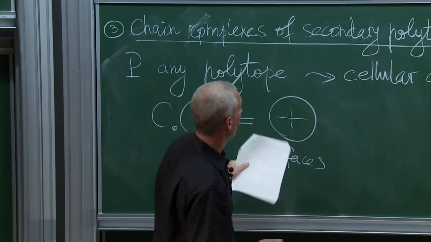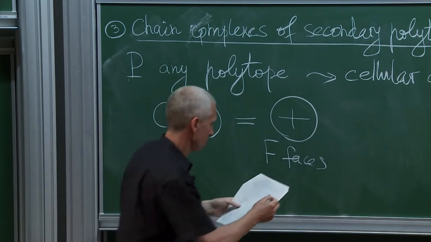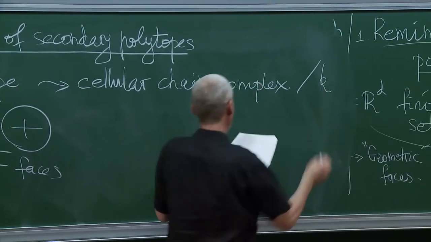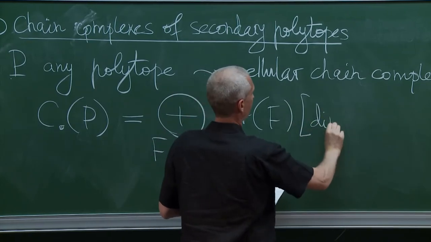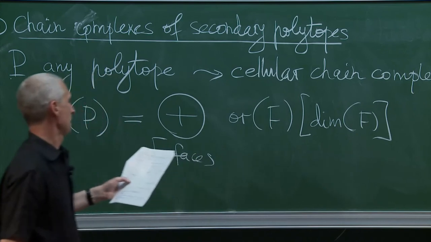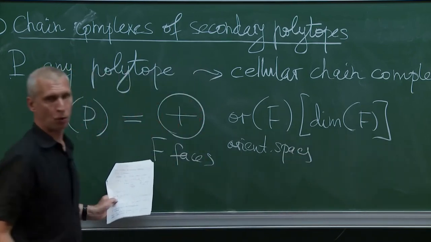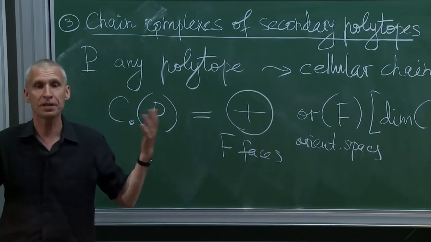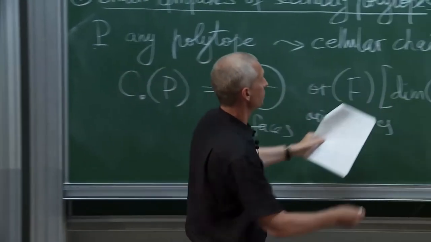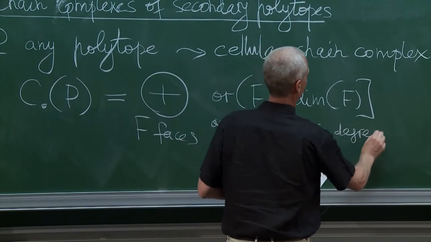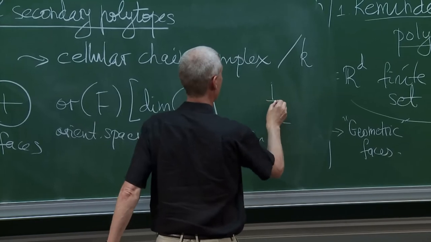Strictly speaking, the corresponding summand is the orientation space. Let's say we work over a field K. So here we have the orientation space of F, simply shifted by the dimension of F, over all faces, which is just the most naive thing that is studied in elementary courses of combinatorial topology. This means in degree minus the dimension of F. And in here, of course, the differential squared equals zero.